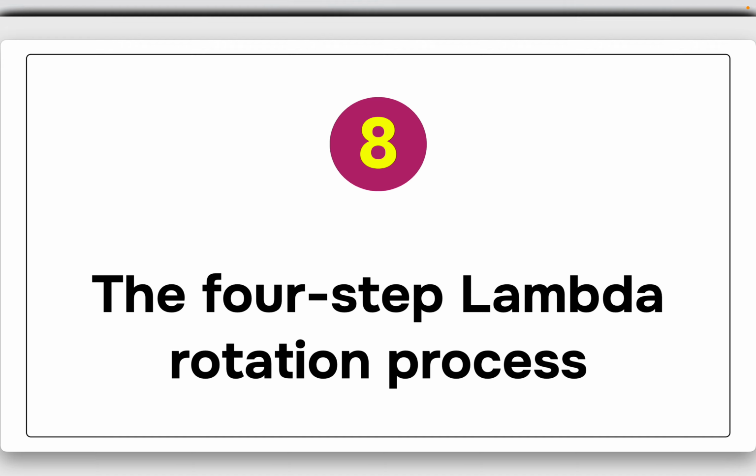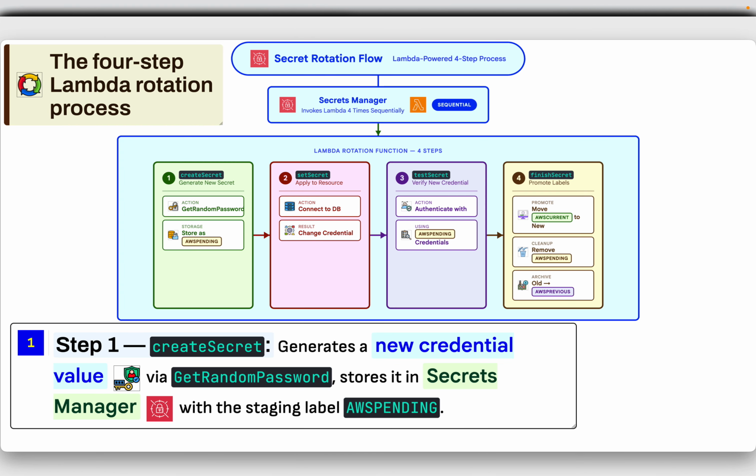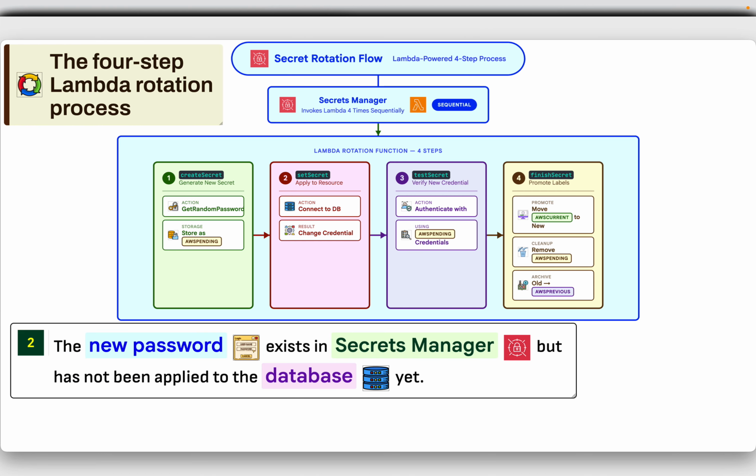Eighth topic is the 4-step Lambda rotation process. So, when using Lambda-based rotation, Secrets Manager invokes the function 4 times sequentially, each with a different step parameter. Step 1, create secret. Generates a new credential value via get random password, then stores it in Secrets Manager with the staging label AWS pending. The new password exists in Secrets Manager but has not been applied to the database yet.